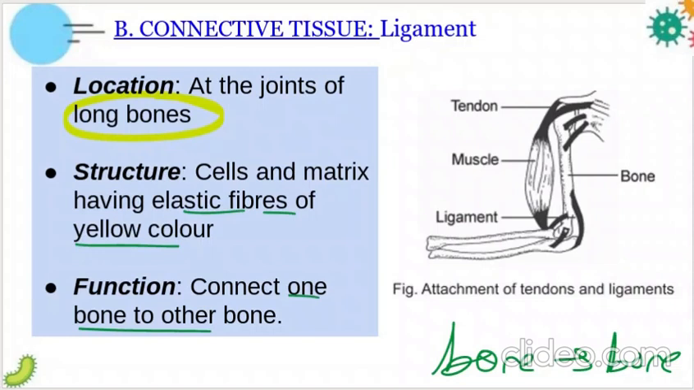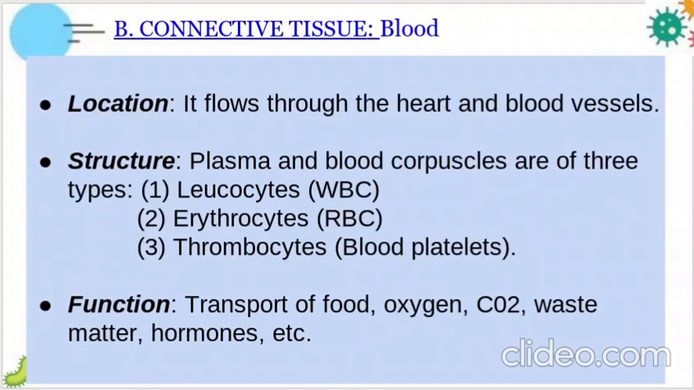Okay, now next comes blood. Now we know what is blood. Blood flows through the heart and blood vessels. Correct? It's a very important part of the body. So it has a fluid matrix, known as plasma.